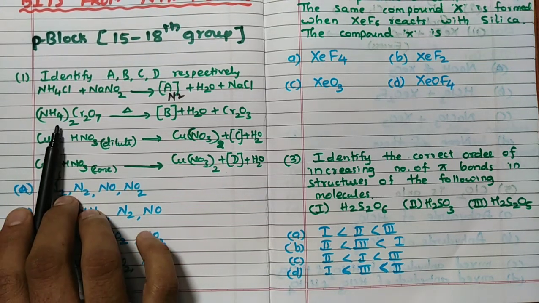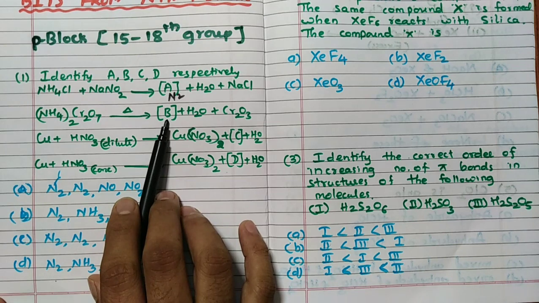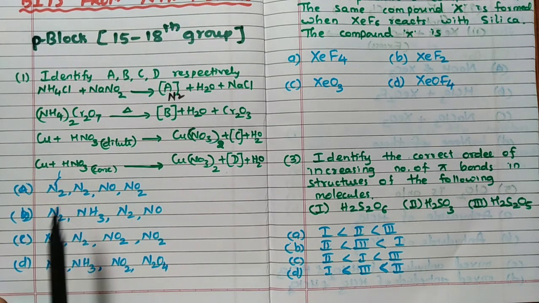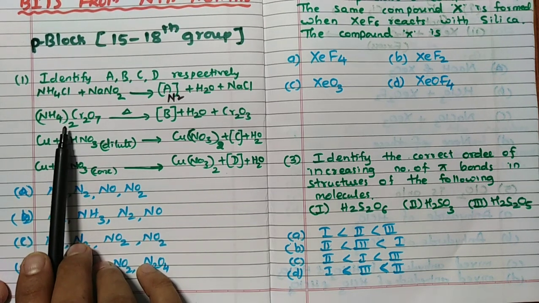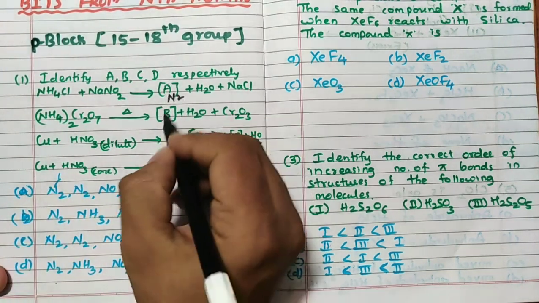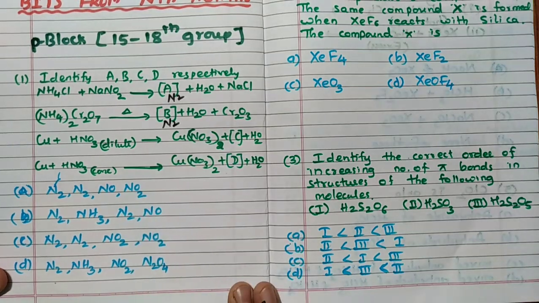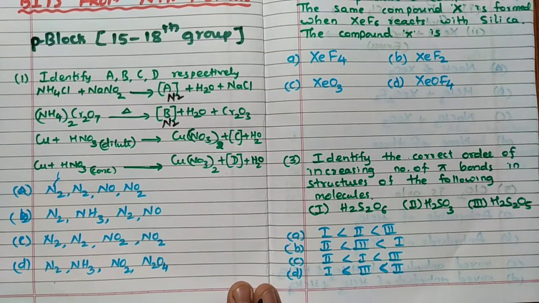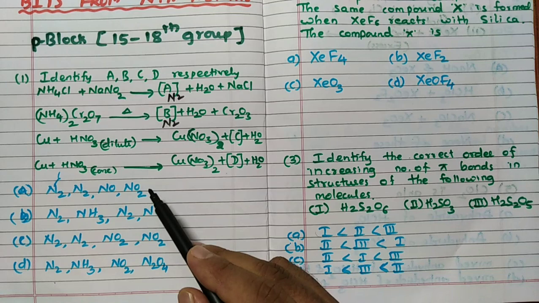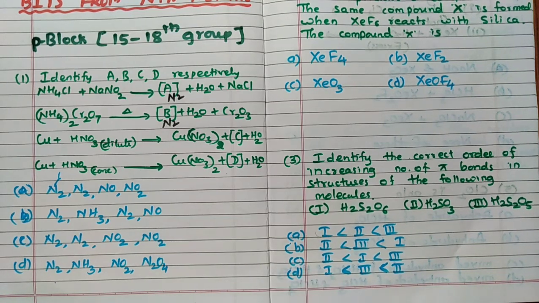Next, ammonium dichromate on heating releases B. B may be N2 or NO2, four options we have. Remember, if your concept is very clear, ammonium dichromate is a very important compound in the preparation of nitrogen gas. This is also nitrogen gas. So the first option and the third option are left.